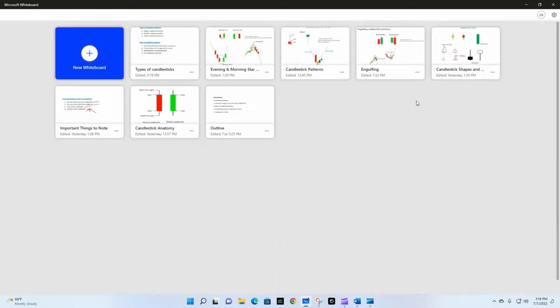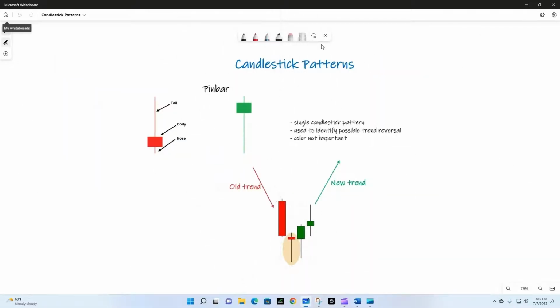Single candlestick patterns are patterns which are formed by only one candlestick. So we have an example of a single candlestick pattern here. They are used to identify possible trend reversals, and also remember the color is not important. It's complete on its own, and the information it gives you is enough to help you determine the price action. So here we have one called the pin bar.